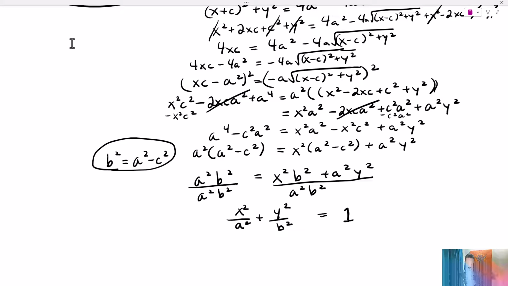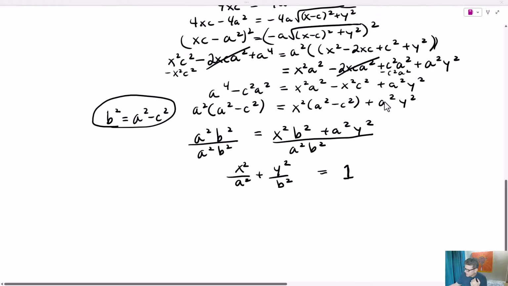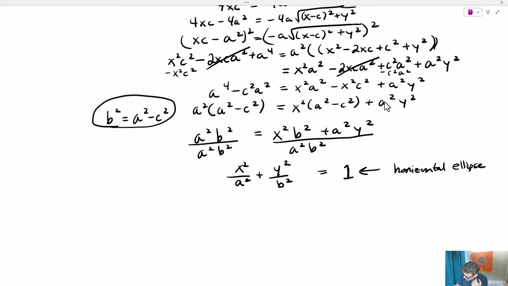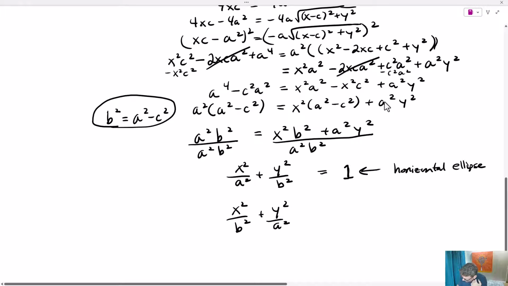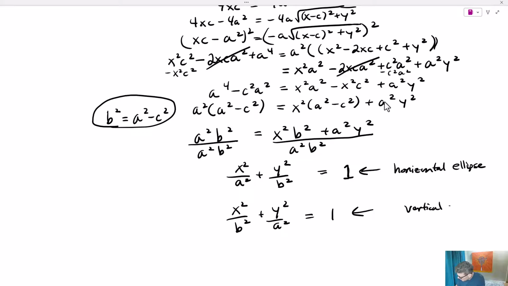Same process if we're going to get a vertical ellipse, or even if we center the ellipse at a different place other than the origin. The algebra basically remains the same. So this is the general equation for a horizontal ellipse. We'll also see that you can take x squared over b squared plus y squared over a squared, remembering that a is the length of the major axis, equal to 1, and that's a vertical ellipse, both centered at the origin. So that's at 0, 0.